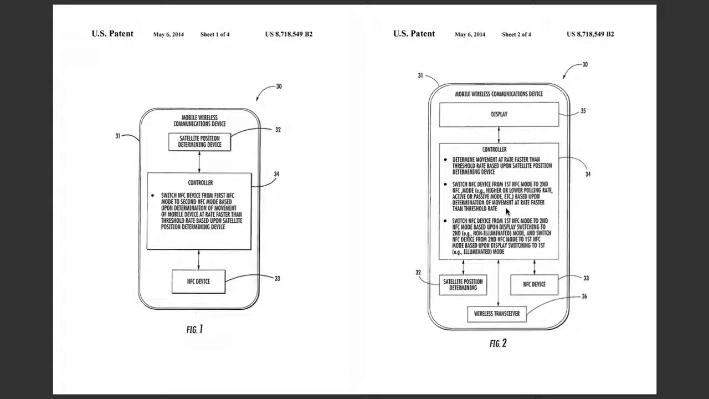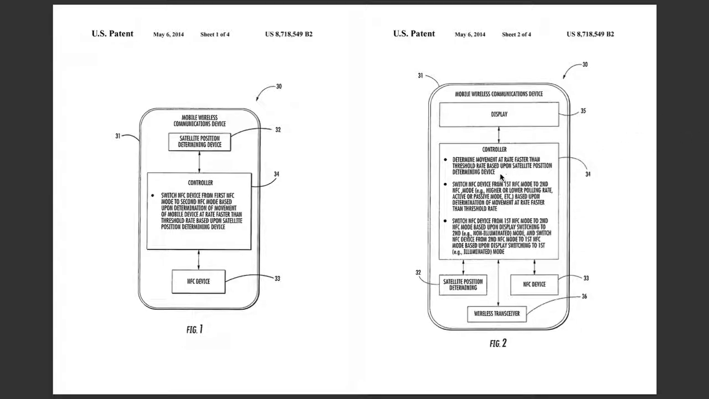Hi, this is John Woodson again, and this is video number 2 in our series describing the parts of a utility or non-provisional patent. In particular, in this video, we're going to be talking about the drawings of a patent.